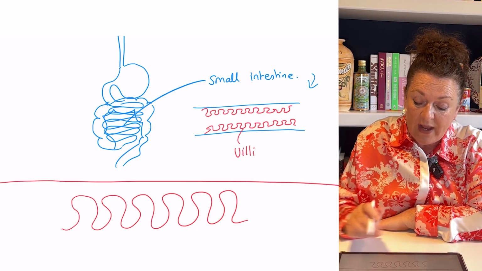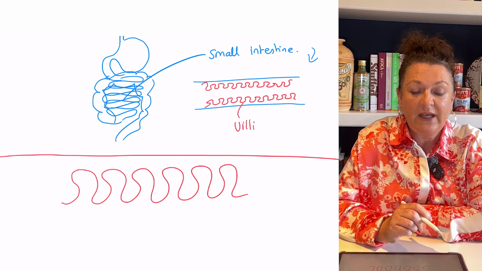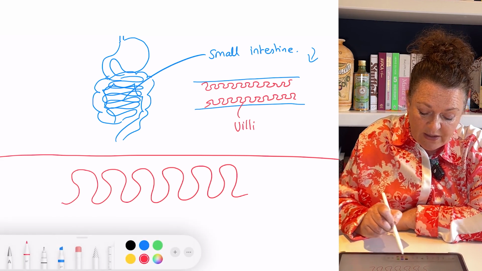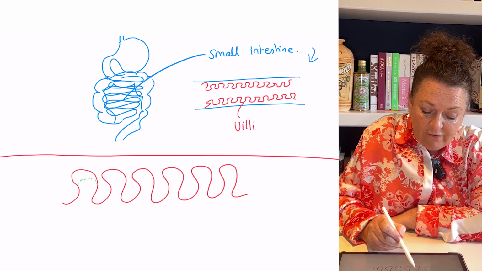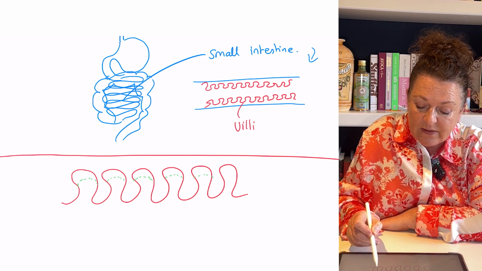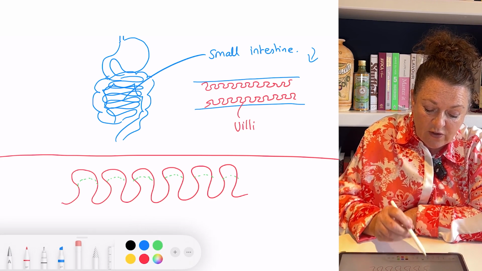So what happens when a person has celiac disease is, every time they eat gluten, if you can just imagine that the villi get worn down. So imagine the villi get worn down. Now, if that happens, just see what's going to happen at the surface area.